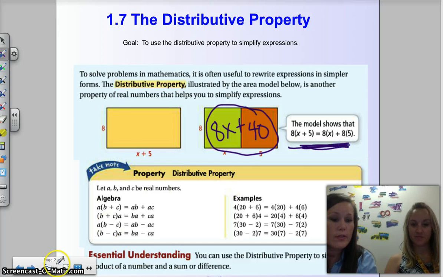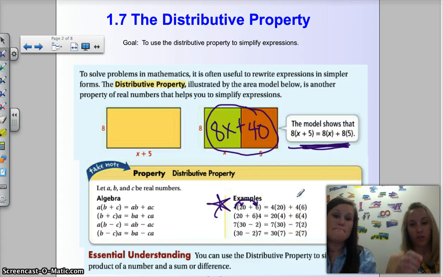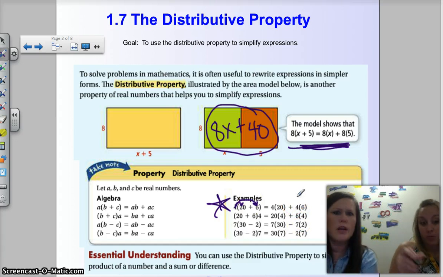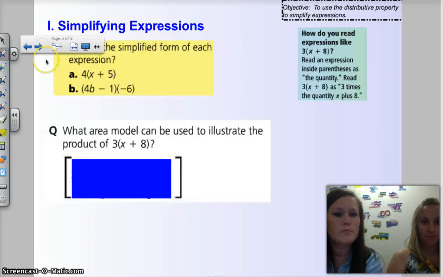Down here, it shows you algebraically what that all looks like. For example, 4 times the quantity of 20 plus 6. Notice how the 4 has gone to the 20 and to the 6. It's okay to draw that arrow over to each one. That shows that it distributes. I definitely would do that.